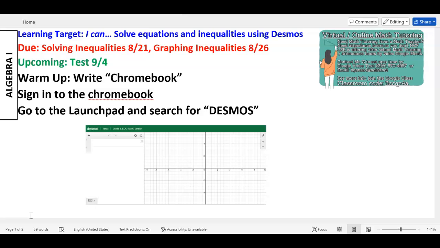By the way, if you're absent any day, put absent on that day on your warm-up. Did you write down the top sentence? I can solve equations and inequalities using Desmos. And did you write down the word Chromebook on the big warm-up section? Okay, and you already logged into Chromebook, into Launchpad, and you click Desmos under the math folder, or you typed in Desmos to get to it. It should look green like this picture here.